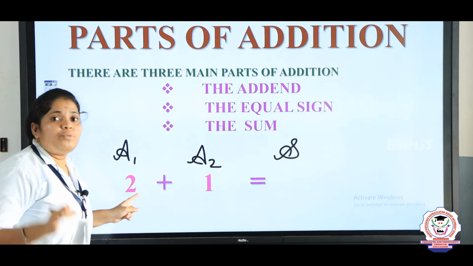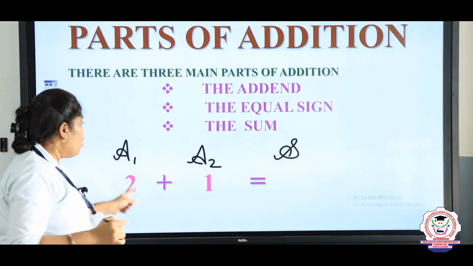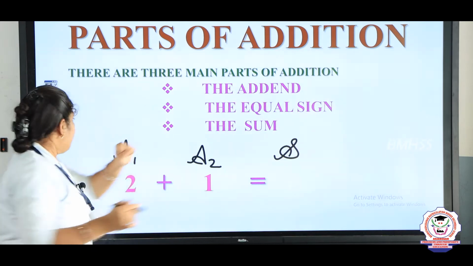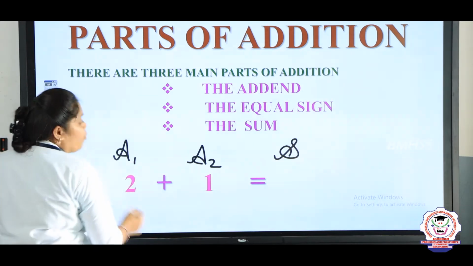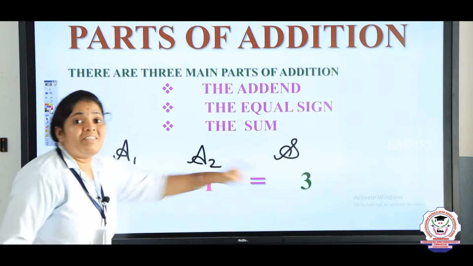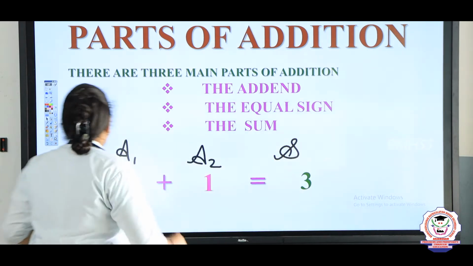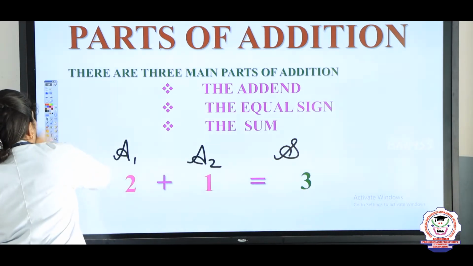Now say, what should be in your mind? 2 in your mind and 1 on your finger. 2, after 3. That is no more number, no more finger. So our sum is number 3. Very good, fine. Now we can move on to the number line.